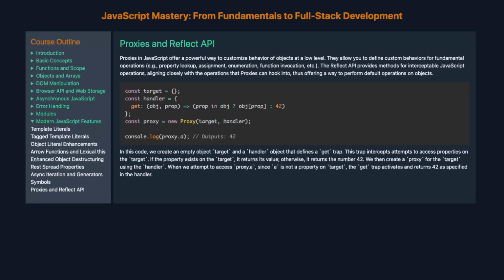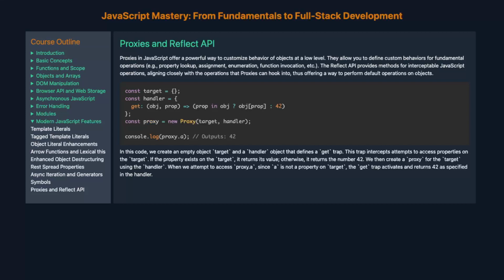Proxies and Reflect API. Proxies in JavaScript offer a powerful way to customize behavior of objects at a low level. They allow you to define custom behaviors for fundamental operations, e.g., property lookup, assignment, enumeration, function invocation, etc. The Reflect API provides methods for interceptable JavaScript operations, aligning closely with the operations that proxies can hook into, thus offering a way to perform default operations on objects.